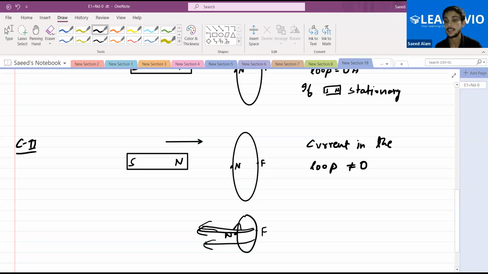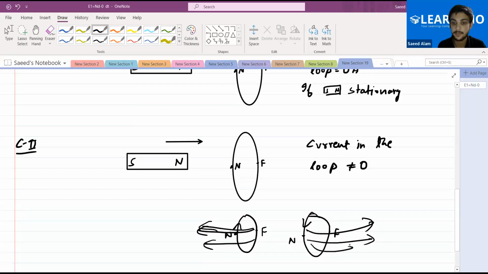Yes or no? But if I take the same case, with N on this side and F on this side, and I mark the loop like this with this current, do you agree that this time, if you apply the right hand thumb rule, you have to keep the thumb in the downward direction? You will see that the magnetic field is pointing somewhat in this direction. Yes or no? So which of these two cases should we choose to induce the current inside it?